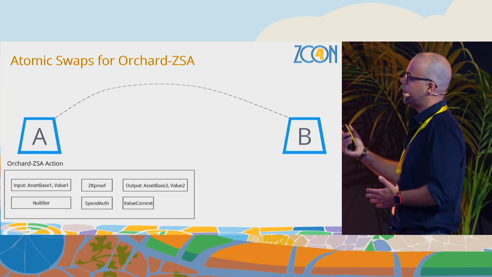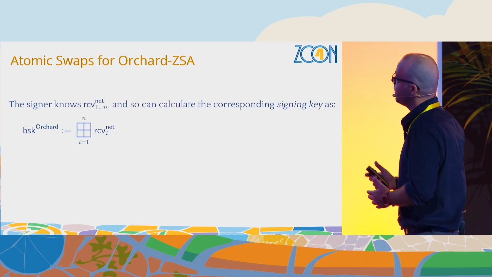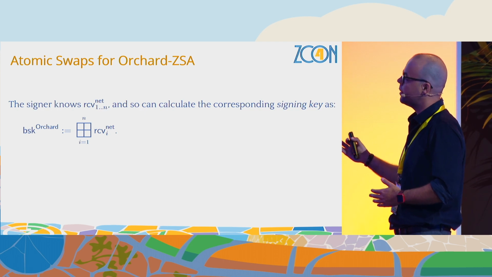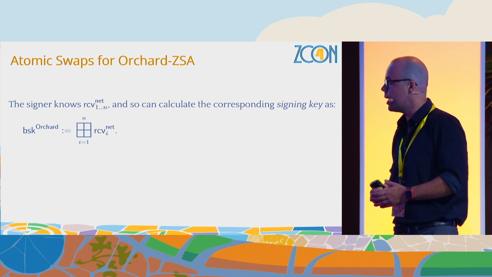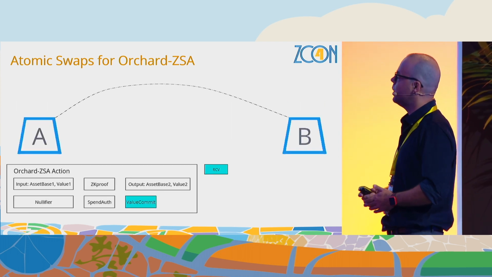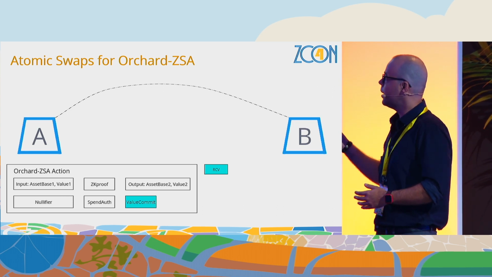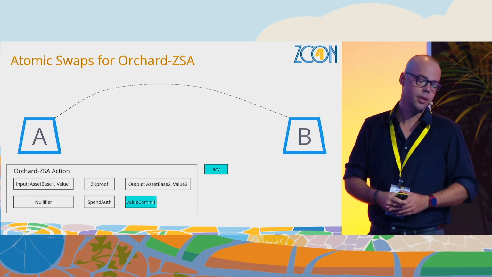And before sending this action, let's have a look. This is from the Orchard, from the Zcash spec. To create the binding signature, we need the homomorphic sum of all the randomnesses. So in addition to this action, party A will send to the other side the randomness that was used to create the value commitment for this action.